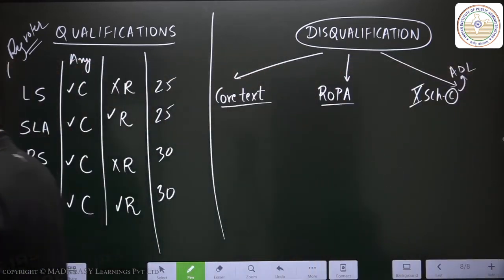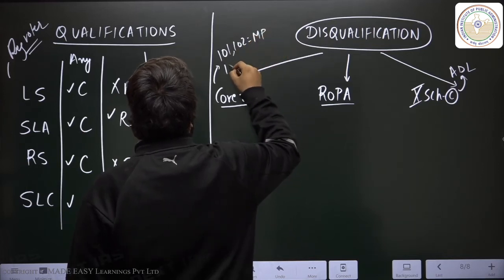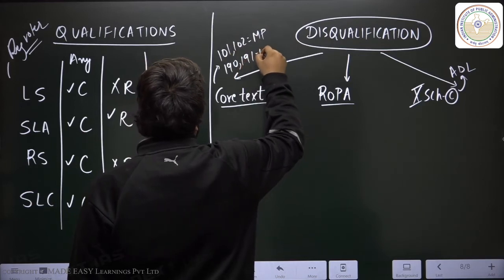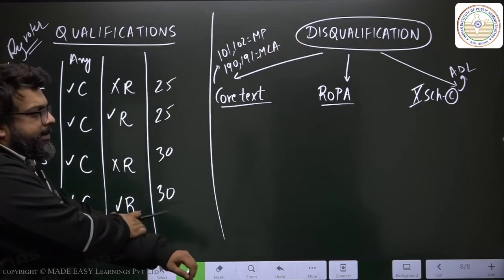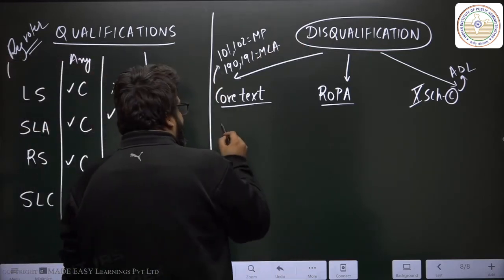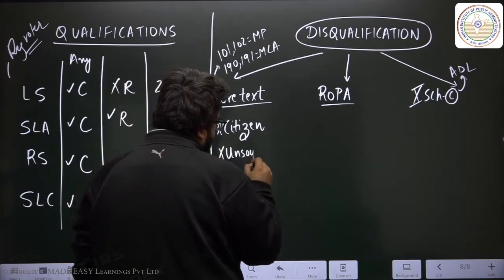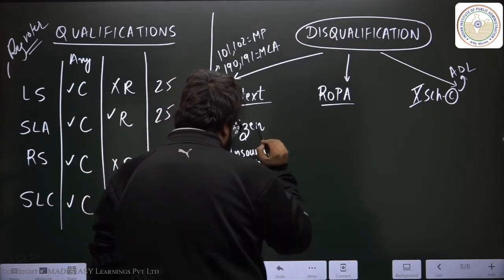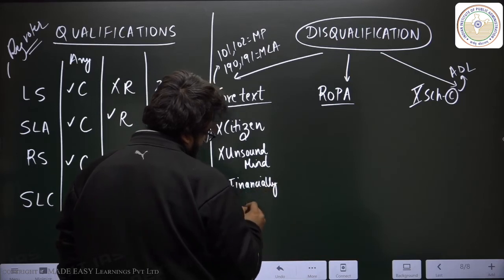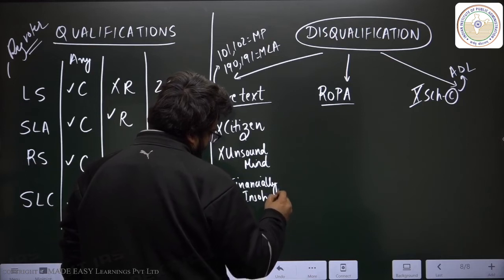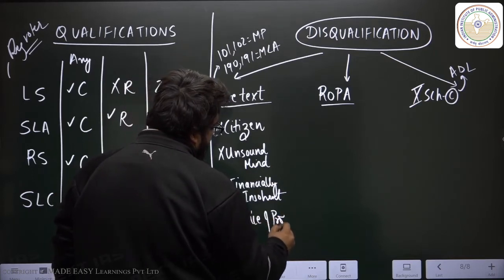Now let's understand what these broad provisions are. In the core text, Article 101, 102 for MP disqualification, Articles I think 190 and 191 for MLA disqualification. Okay, it is written here what you cannot be. It is very simple. First, if you are no longer a citizen of India. 2, if you are somebody who is of an unsound mind. 3, if you're somebody who's financially insolvent. Or 4th, if you're holding an office of profit which is not exempted.